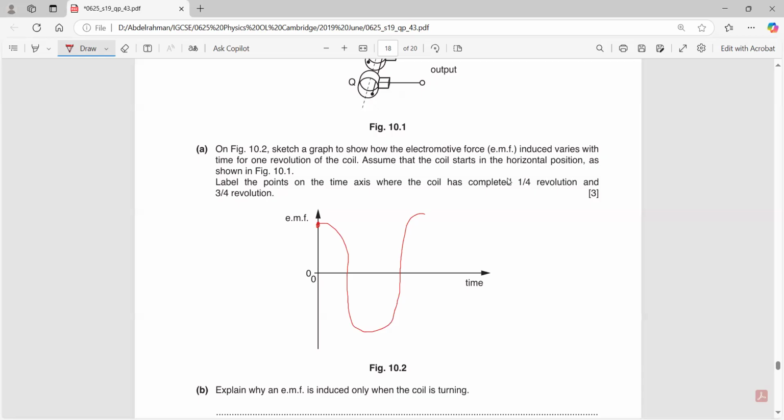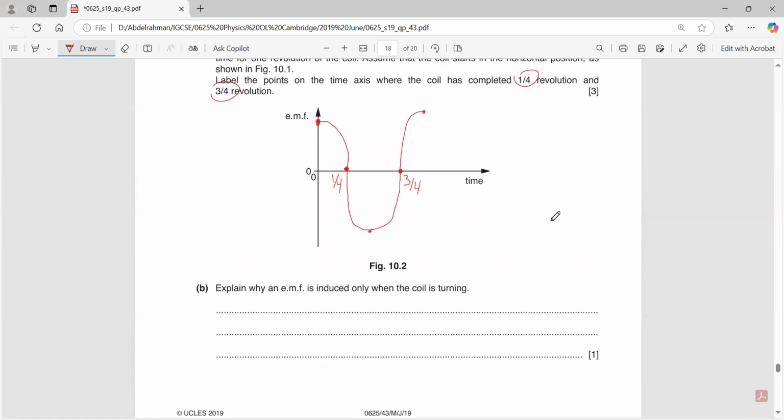360 degrees. Label the points where it has completed a quarter of a revolution and 3/4 of a revolution. So this is at the start of the rotation, 0 degrees. It hasn't completed anything yet. At this position, it's half of the revolution, only half of the wave. So a quarter of the wave would be at this position, and this would be 3/4 of the wave. Why? Because this is the complete wave. So 1/4, 2/4, which is half, then 3/4 of the wave.